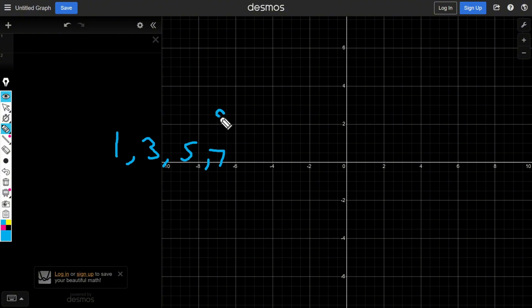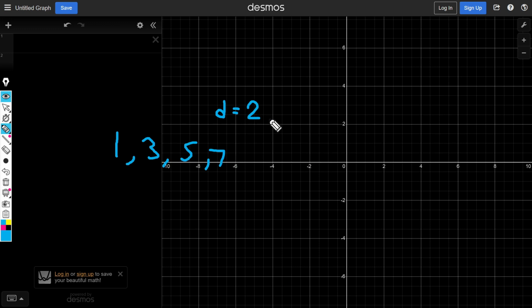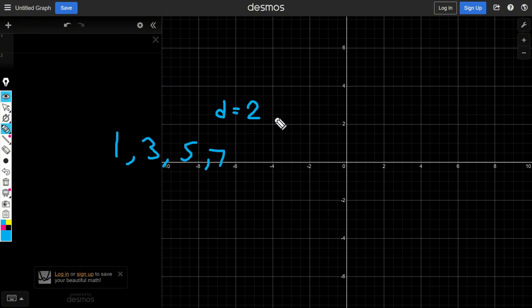That amount that it's changing by is called the common difference. It's how much a sequence is decreasing or increasing by. In this case, it's positive 2. If we're given this sequence and we have to find the common difference, we can see it's going down by 3 each time. So the common difference would be negative 3.